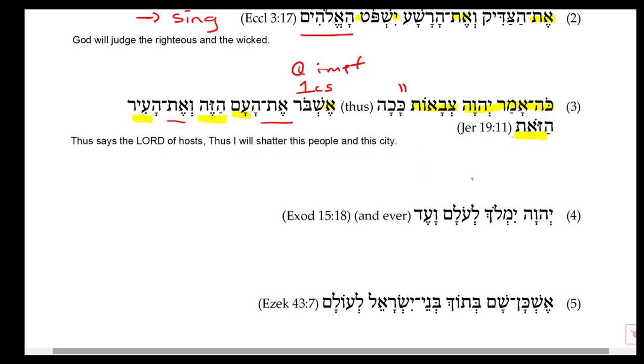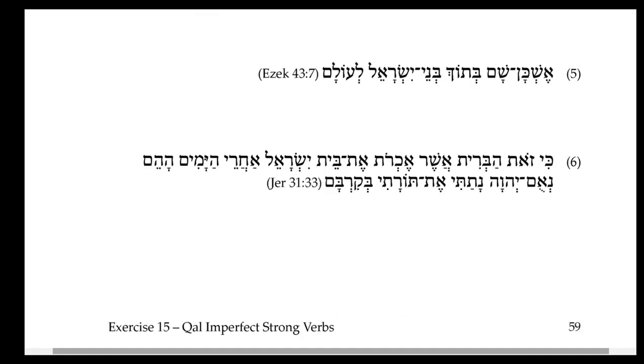So that's Jeremiah 19:11. Let's take a look at the last one here, which is number 6. It's a relatively longer one, but it's got an interesting feature because it also has a perfect verb in it. And it also has a demonstrative being used as the subject of a sentence. So let me read it.